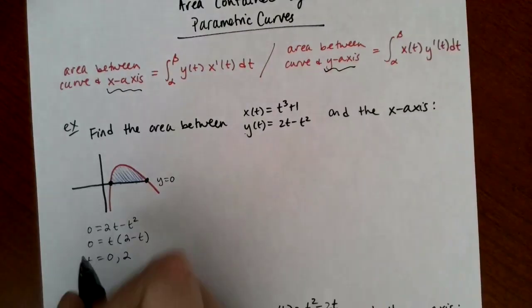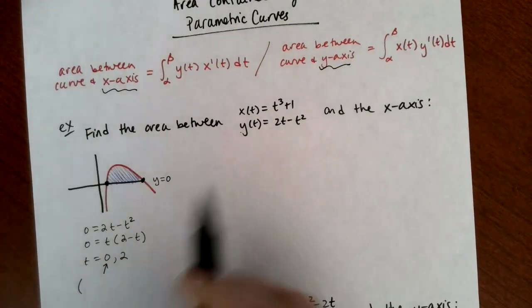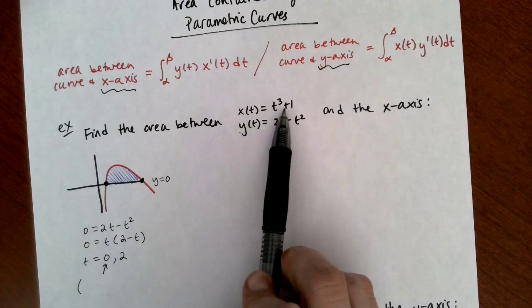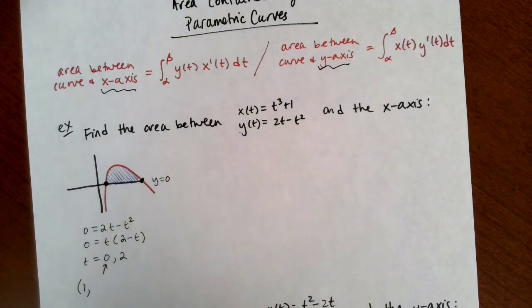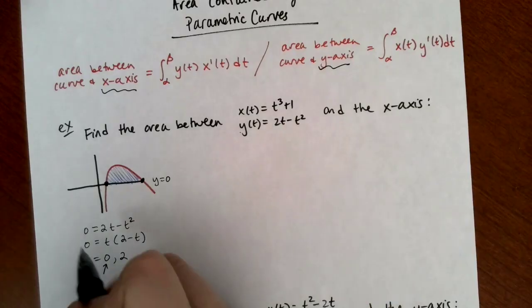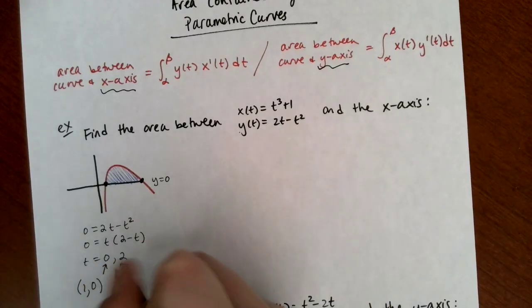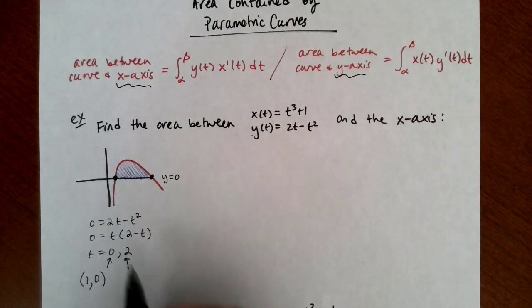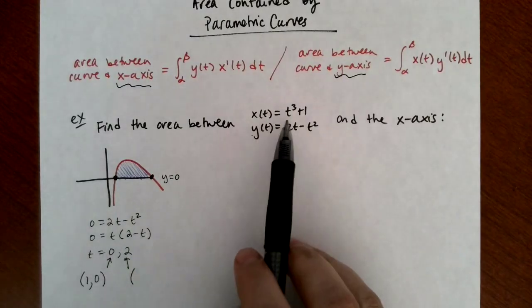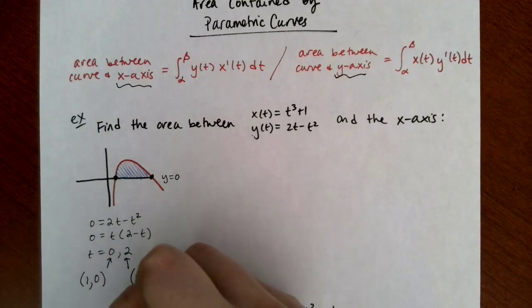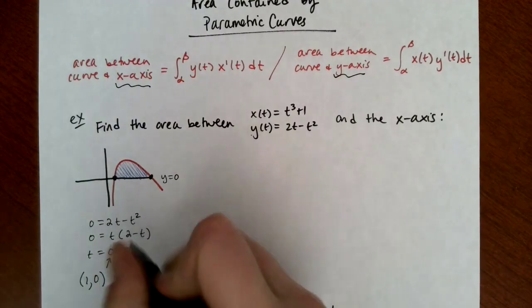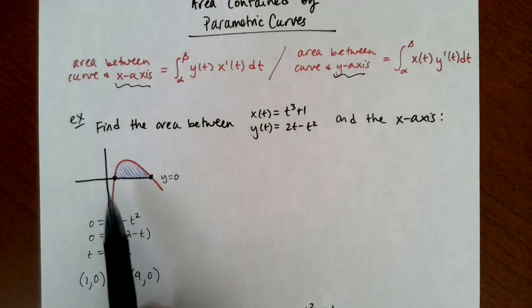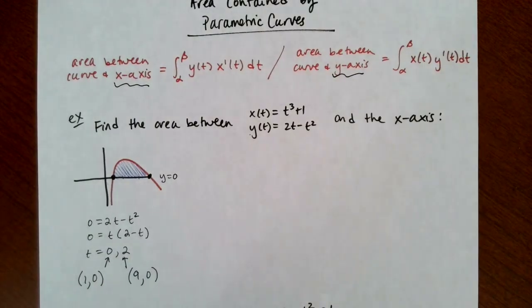All right, so at t equals 0, the x value is 0 cubed plus 1, and the y value is 0. So 1, 0 is this point right here in terms of x, y. And then at t equals 2, the x value is 2 cubed plus 1, that's 9, comma, the y value, which is still 0. So 1, 0 and 9, 0 make more sense with what we're looking at. But these are the alpha and the beta for our area.